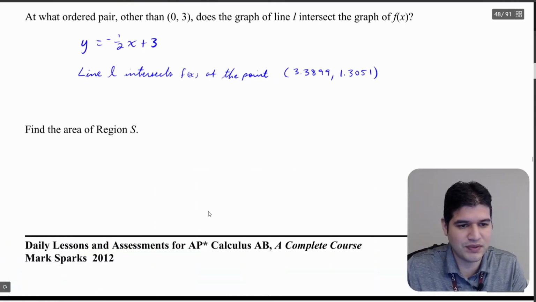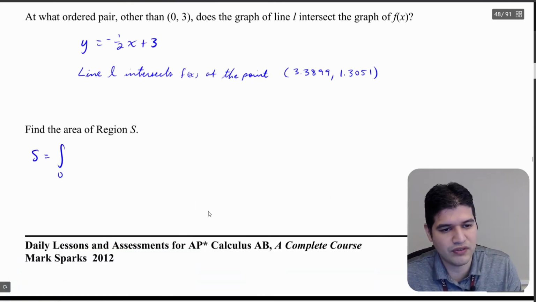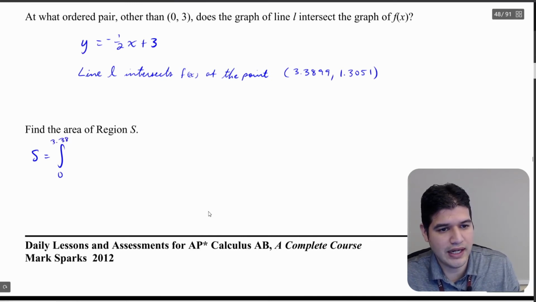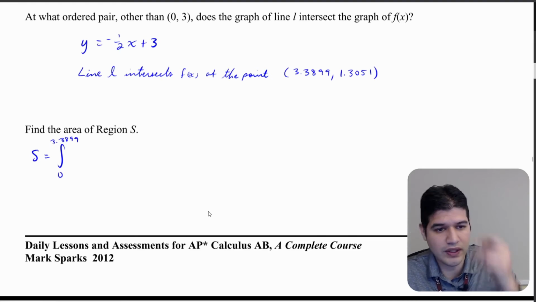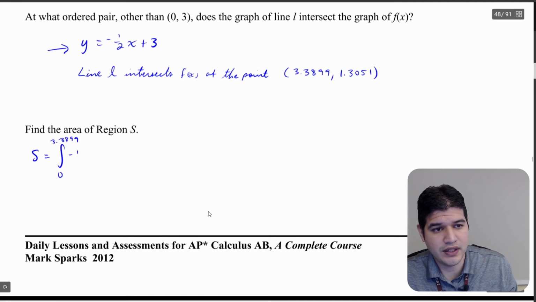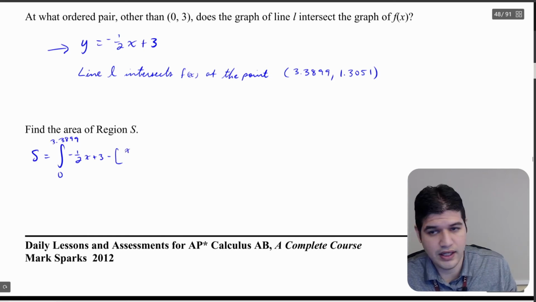So when I write this, I'm going to find S equals the integral. We're going from 0 to that point of intersection, 3.3899. And we're going to have my upper function, the equation, which is right there, and that's going to be negative 1/2 x plus 3, minus the lower function. I'm going to put this in parentheses. And so then that's going to be minus f of x, which is x cubed over 4 minus x squared over 3 minus x over 2 plus 3 cosine x, dx.